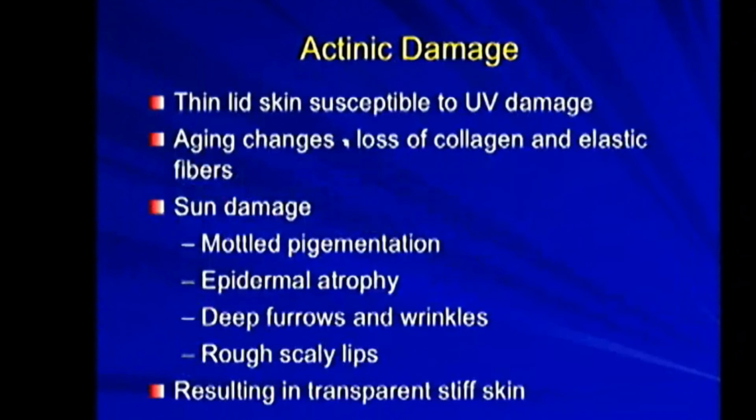Actinic damage is, as you know, a result of exposure to ultraviolet light, and can also be part of the aging process. The sun damage usually causes mottled pigmentation and epidermal atrophy, so you can see the skin very shiny and thin. You can see deep furrows and wrinkles, rough scaly lips. These are signs of damage, plus telangiectasia. And you can see these features. You can see the telangiectasia, the skin is rough, and in some patients, this patient has rough skin, but some of them can have shiny, thin, atrophied skin.